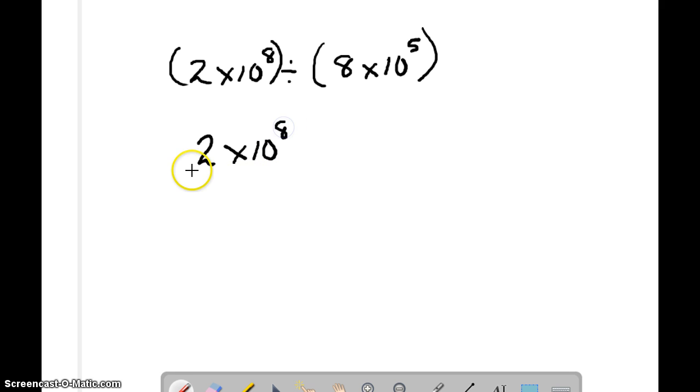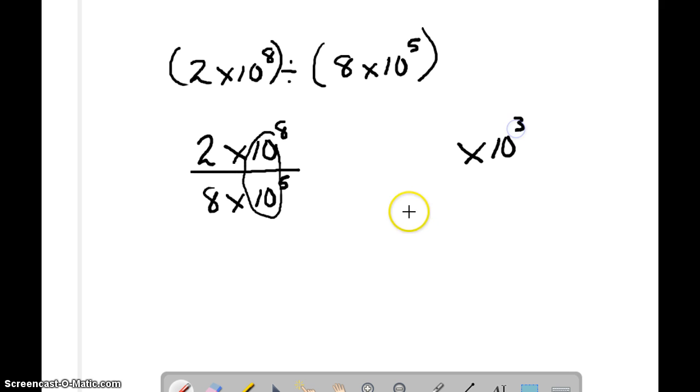We have 2 times 10 to the 8th. We're going to put a bar, 8 times 10 to the 5th. And now we can see we have a common base. And so with the knowledge that we have a common base, I can do 8 minus 5 is 3. And then I just finish up here. 2 divided by 8 is 1/4, which simplifies to 0.25 times 10 to the 3rd. And I know I say I love fractions, but in this case we have to write it in scientific notation, so we have to convert it to the decimal form.